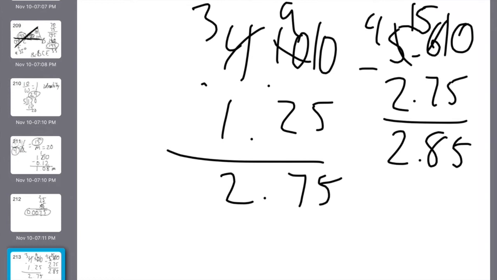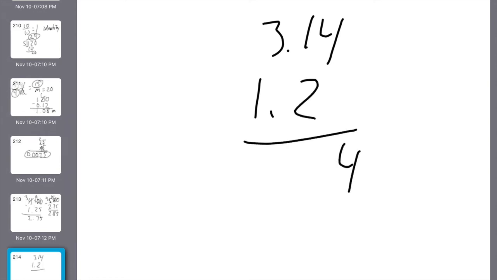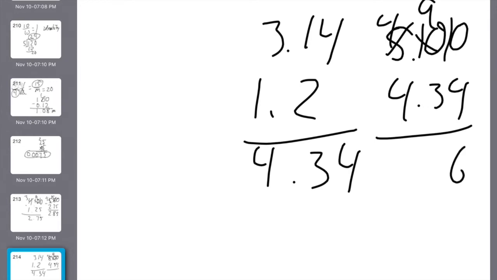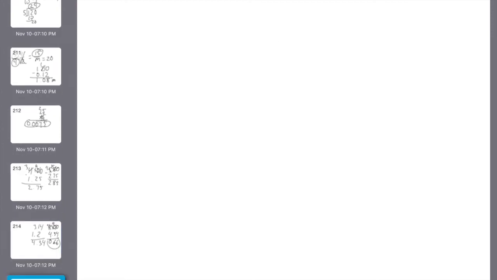Moving over to 25, I start with addition. 3.14 minus 1.2 is 4.34. Now I'm going to subtract that from 5.00. That becomes a 4, 10, 9, 10, 6, 6.0. So I got 66/100ths.